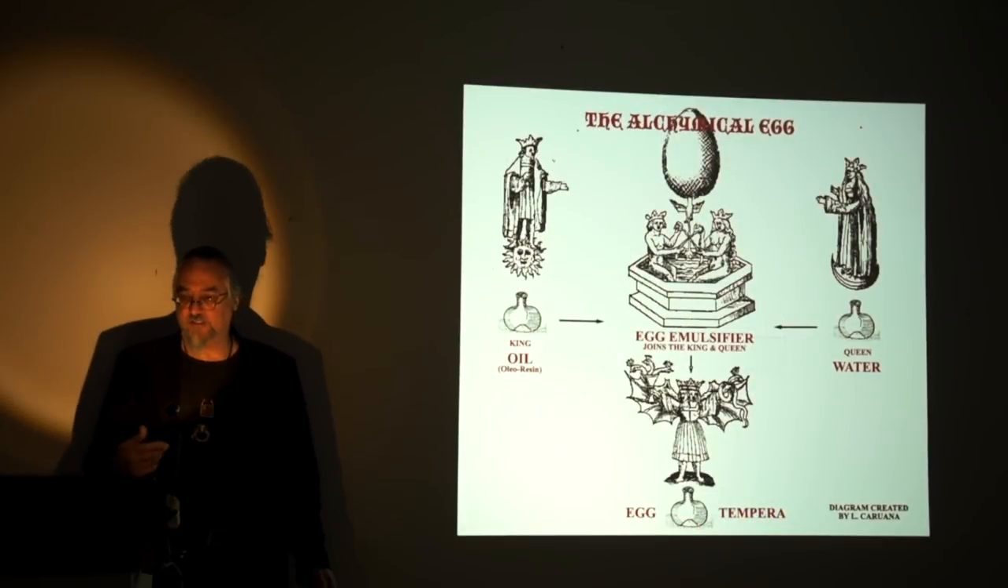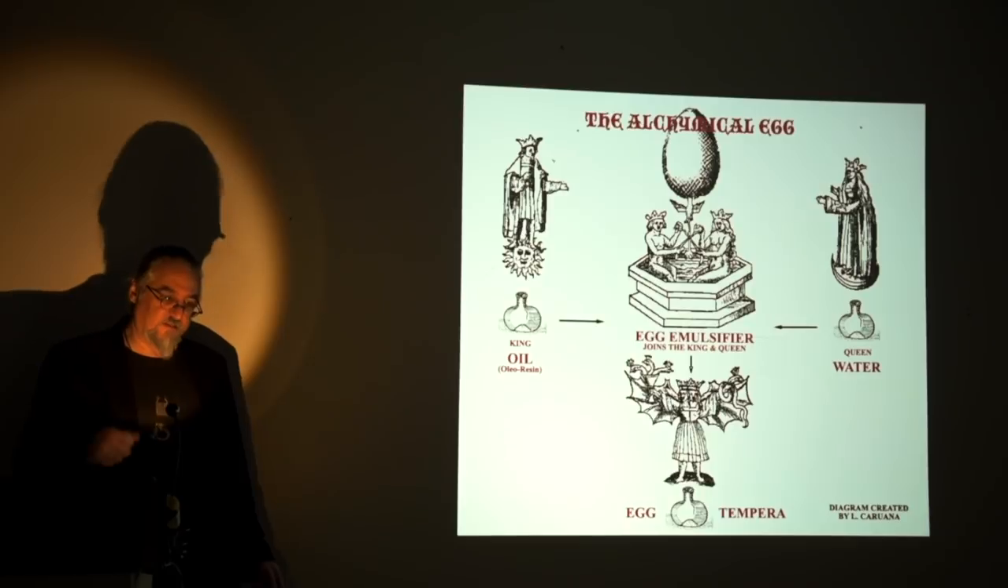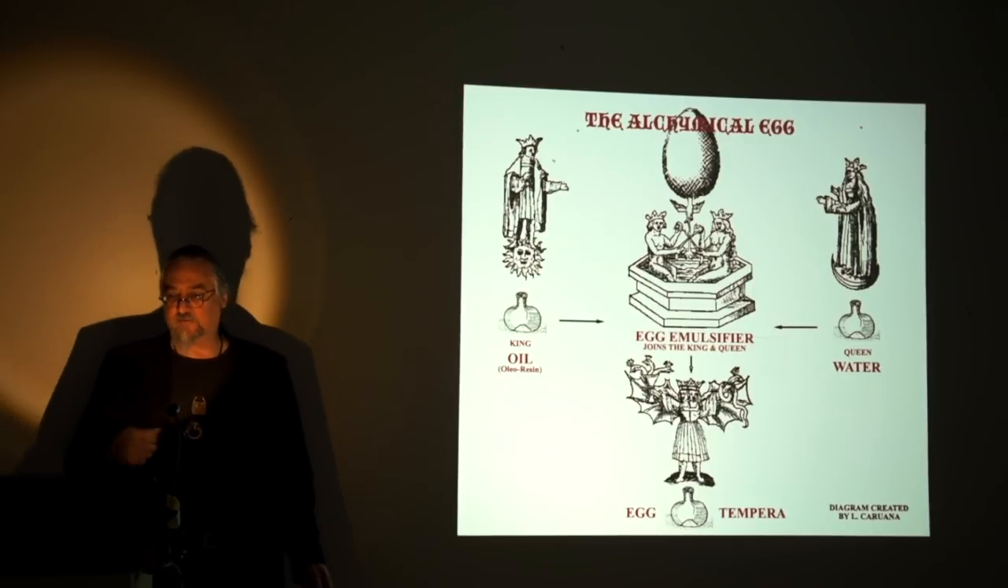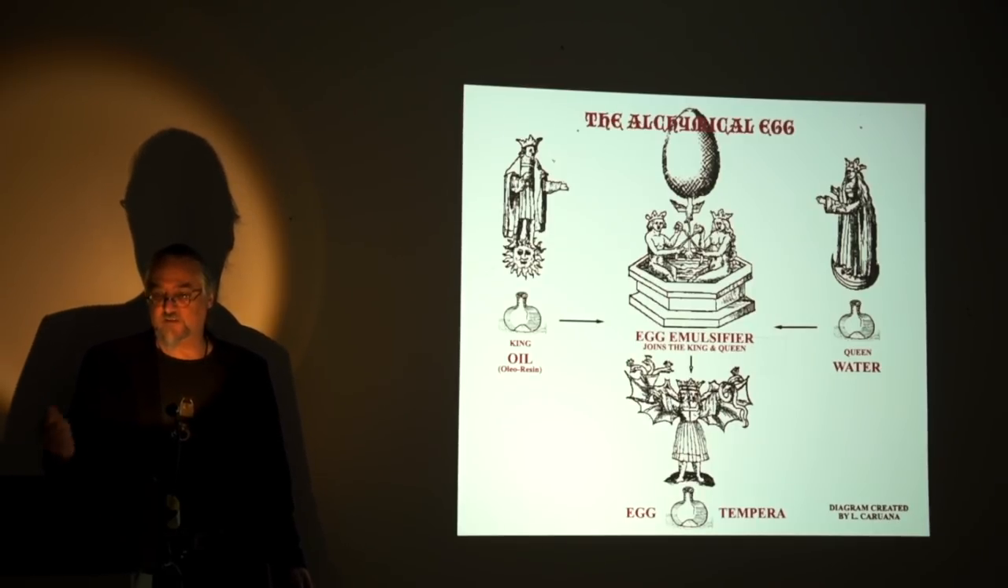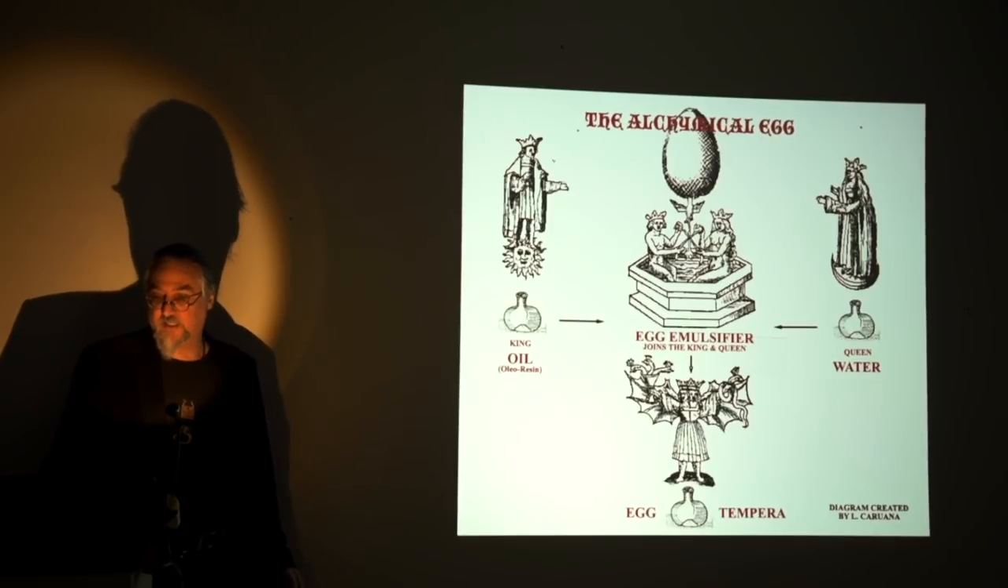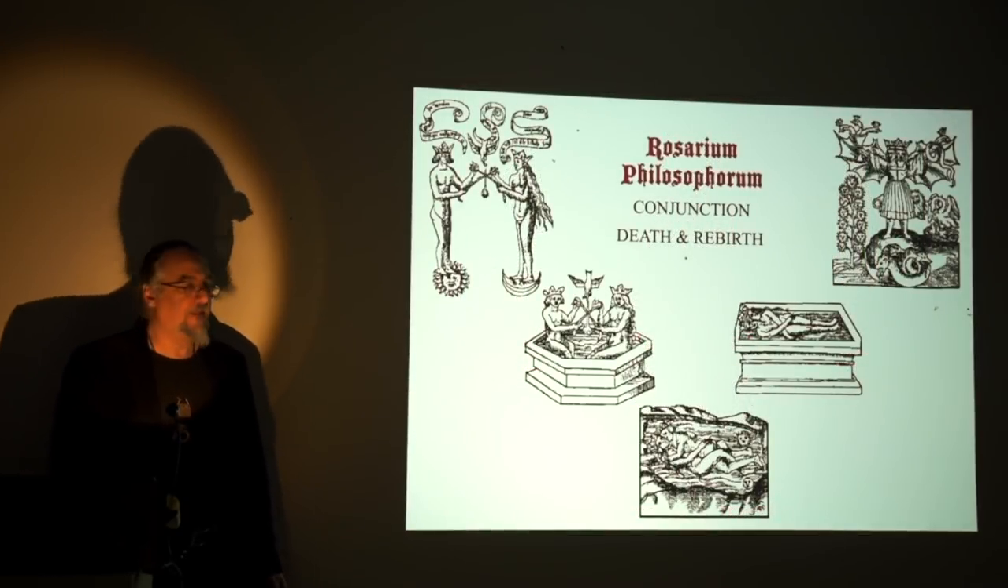You then take your egg tempera emulsion, you grind in your white pigment, and after grinding in the white pigment, you can begin to paint. And of course, you could grind in any other pigment if you wish.